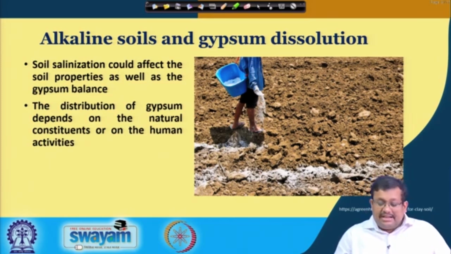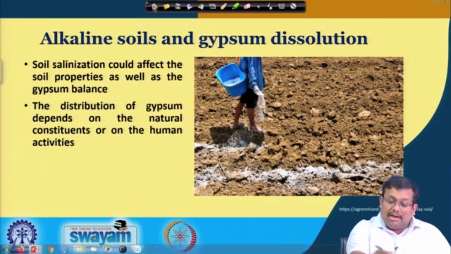So, that is why we generally apply the gypsum in the alkaline soil. As you can see here in this picture, farmers are spreading the dusted gypsum in the alkaline soil.